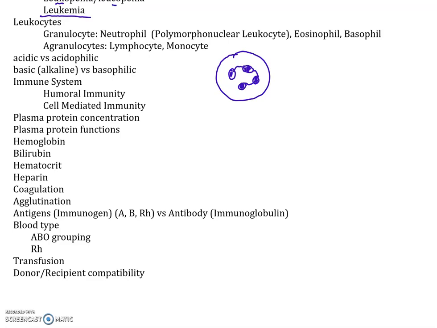Now it's listed as a granulocyte, but it doesn't have any visible granules after staining, and that is because we don't put it into a neutral dye, and the neutrophil, as the name indicates, likes a neutral dye. Next up, the eosinophil and basophil. Let me just get that drawn out.